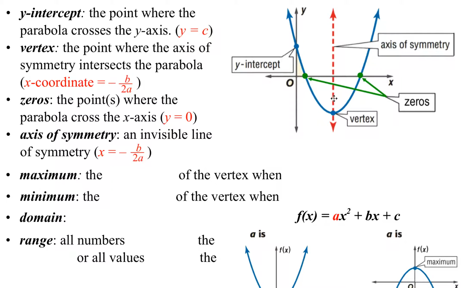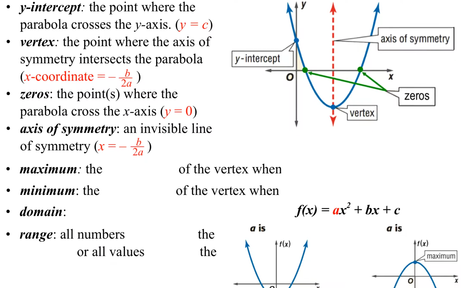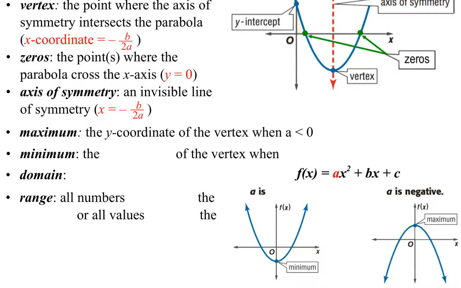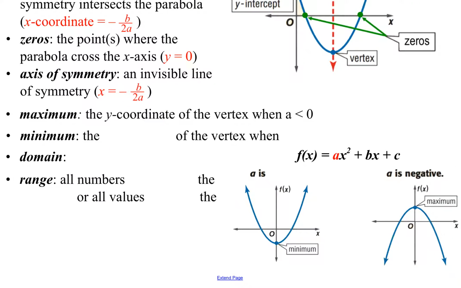So this axis of symmetry is always going to be x equal to, and it's just a number. Remember not to just write what the number is. It is an equation of a line. So it's x equal to the number. And then we have a maximum, and the maximum value is the coordinate of the vertex when a is less than 0.